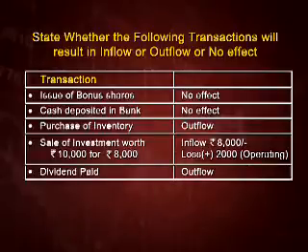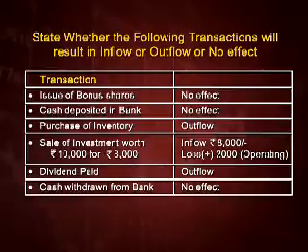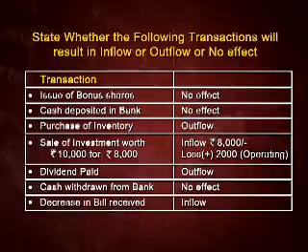Dividend paid, it's an outflow. Cash withdrawal from bank, it has no effect. Again, both cash equivalent parts are being affected. Decrease in bills receivable, yes, it's an inflow. As I already told you, decrease in current asset is an inflow. How? When bills receivable is decreasing, that means cash is coming in, right?